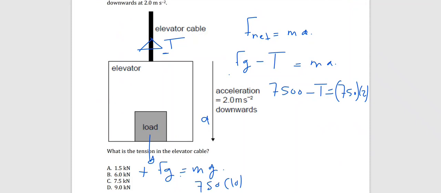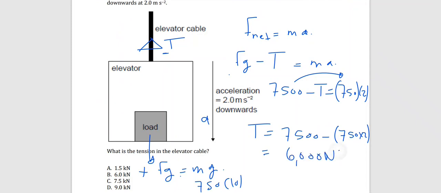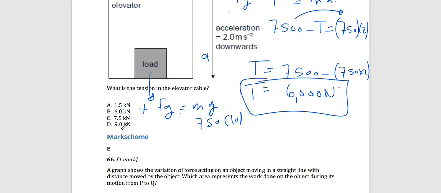Okay. Now rearrange, take this to the other side and multiply both sides by negative to get rid of the negative T. So T will equal 7,500 minus 750 times 2. This will equal 6,000 Newton. This is the value of T. So it will be 6 kilonewton.